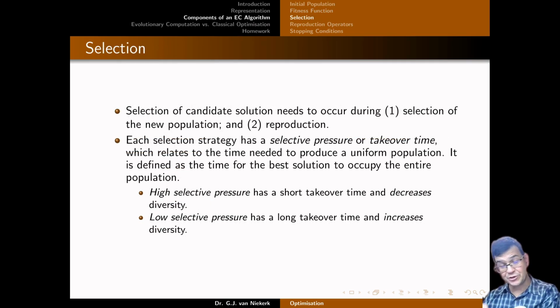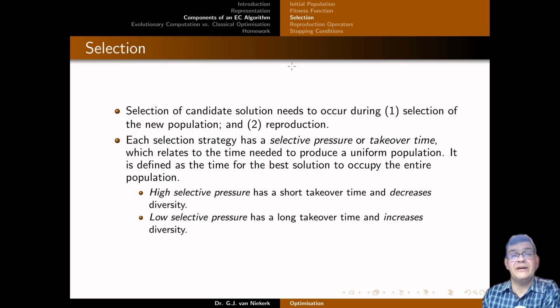Okay, so now we've got a way to represent our solutions. We can even create some solutions, even though they are terrible, and we even know how terrible they are because we've got a fitness function. So, that's a good start. So what's next? Next, of course, is selection.